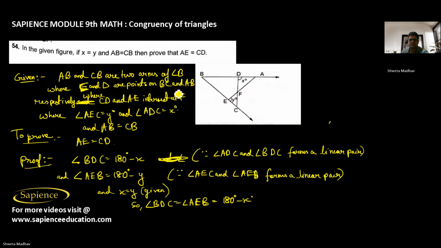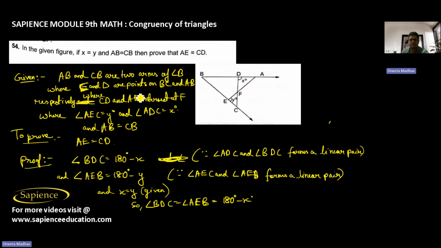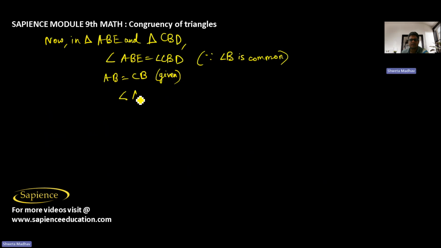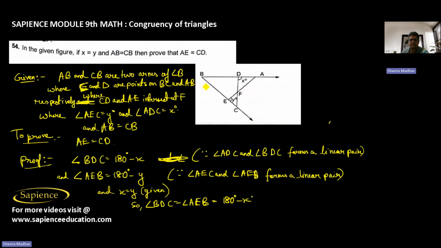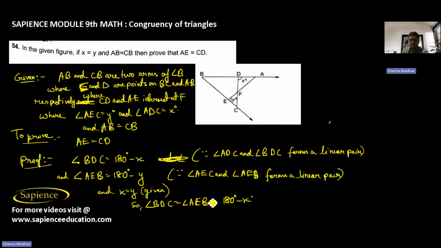And angle AEB is equal to angle CDB or BDC. Since why? It is proved earlier, or proved above.